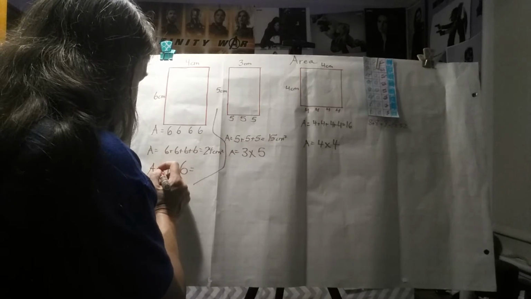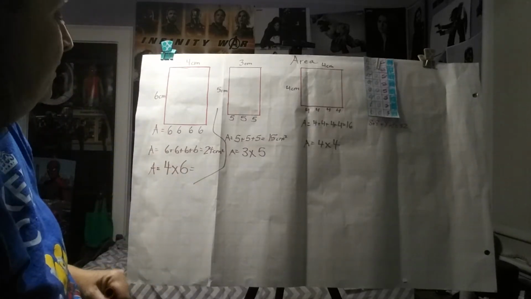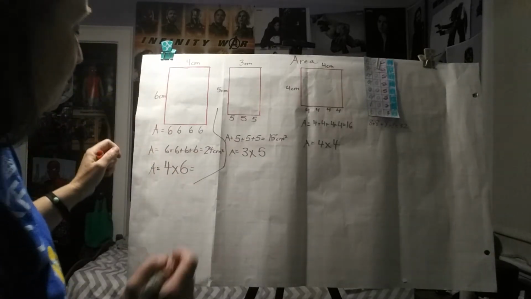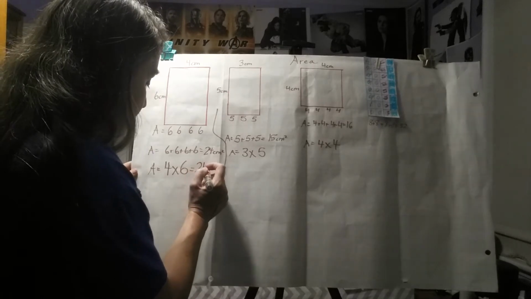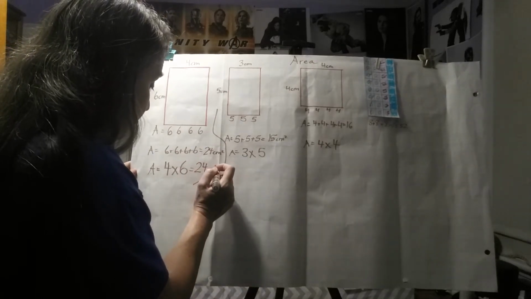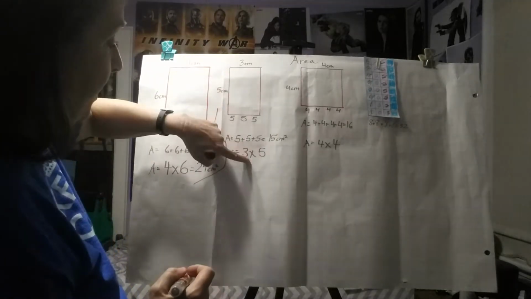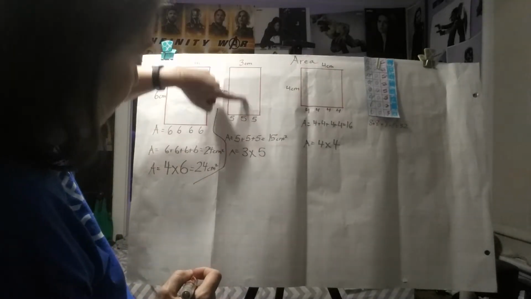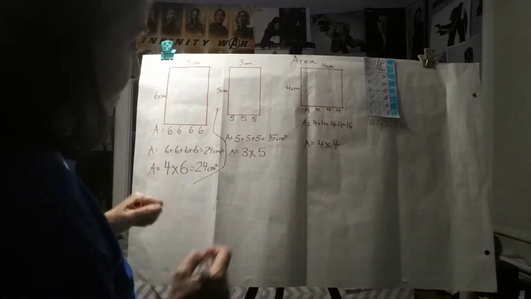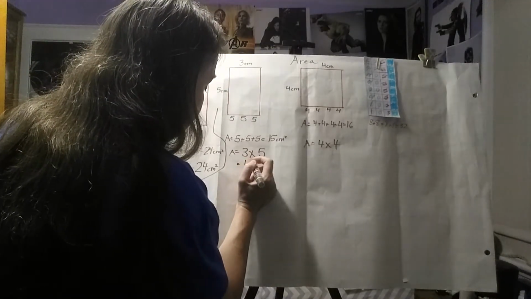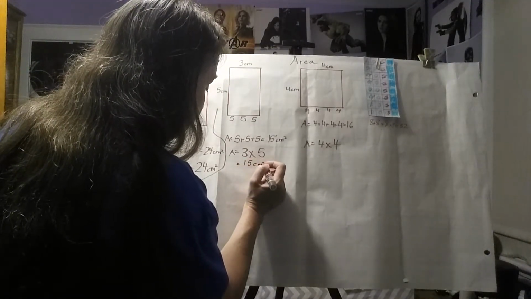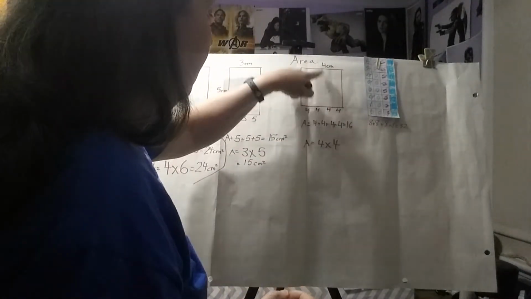Now, if we do this as a multiplication question, we can see that we had, in fact, 3 rows of 5. And that gave us 15. And here I have 4 rows of 4.